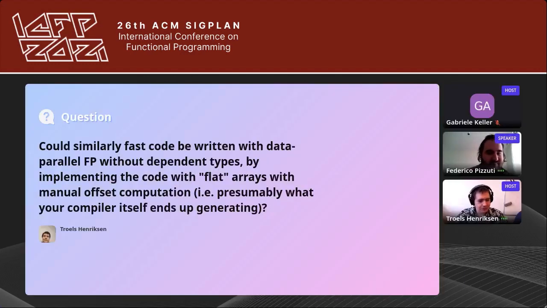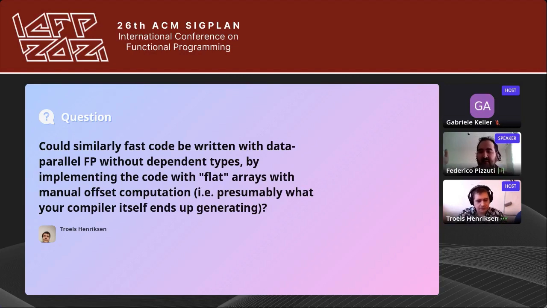All right. So now here come my questions. Could similarly fast code be written with data parallel functional programming without dependent types by implementing the code with flat arrays with manual offset computations, which is presumably what your compiler does as an intermediate step anyway? I think so, yes. I mean, we live on a spectrum, right?